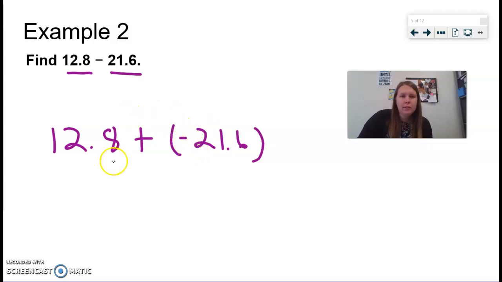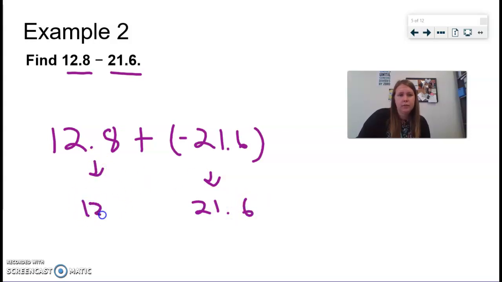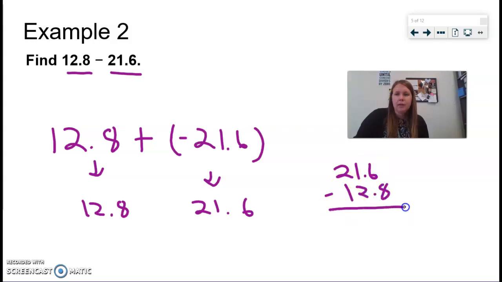Now we have two different signs. In our sign operations, it means we need to take the absolute value of both. So this would turn into 21.6. This would still be 12.8. I take the larger, subtract the smaller, so 21.6 minus 12.8. Subtract them out. Alright, so then I'd be left with, I've got to do a lot of moving on this one.